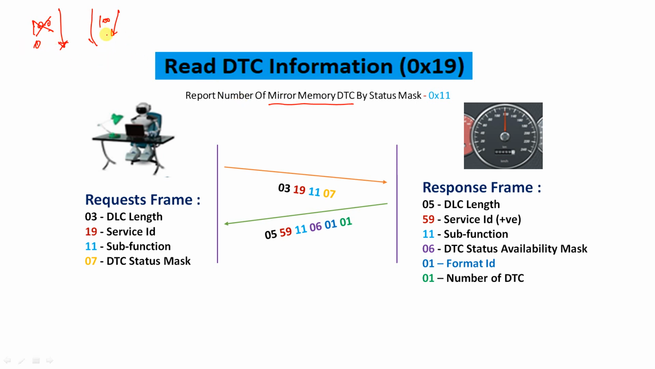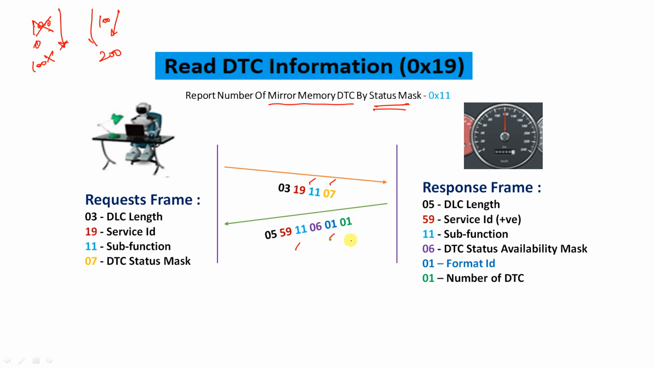So here it is 0, it is 100. Once it is 100, they may remove this, and at that time the mirror memory will be 200. So it is a backup memory. Number of mirror memory DTC by status mask: here subfunction 11 we are giving and receiving, and 07 is again the status mask. So everything is by status mask. The kind of DTC is different, but how we are retrieving is the same, status mask.